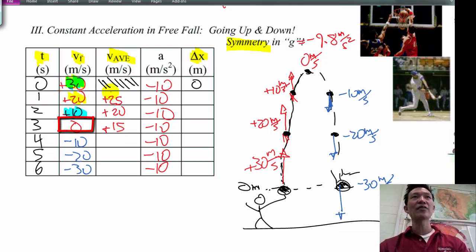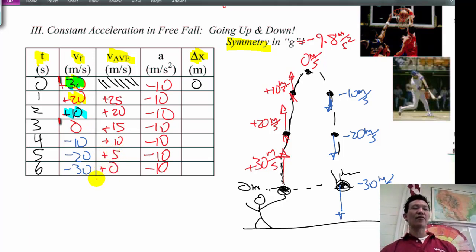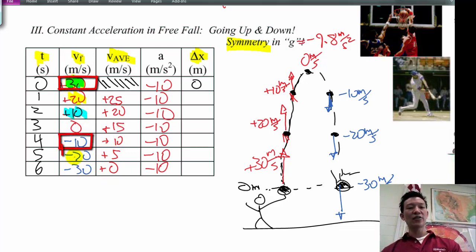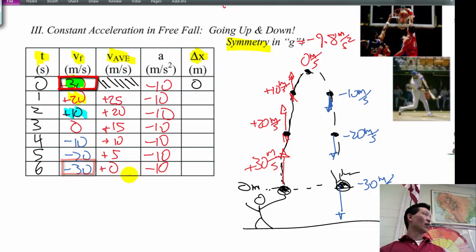In fact, what's the pattern? 25, 20, 15, 10, what? 5 and 0. You see that? The average of 30 and 0 is 15. 30 and negative 10 is 10. 30 and negative 20 is 5. 30 and negative 30 is 0. Why do we do that?